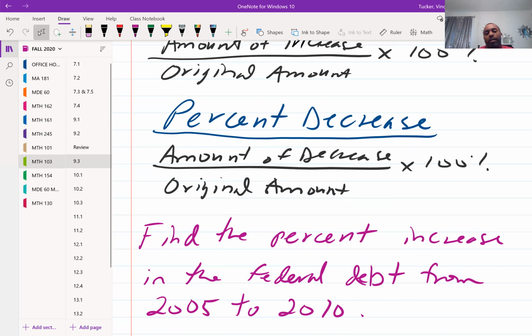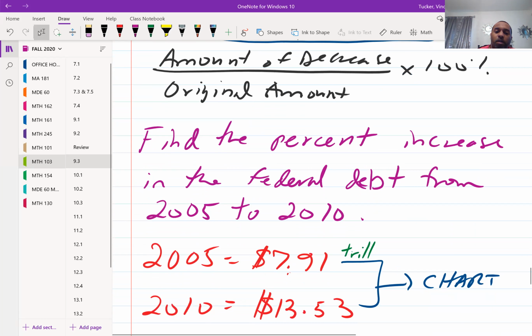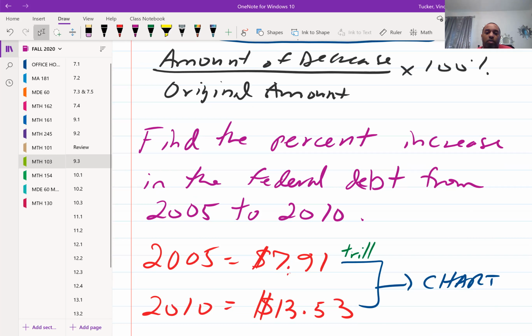So, example of that, find the percent increase in the federal debt from 2005 to 2010. Now there was a chart for these figures, so that's where I got it from. In 2005, there was $7.91 trillion in debt. In 2010, it rose to $13.53 trillion in debt.